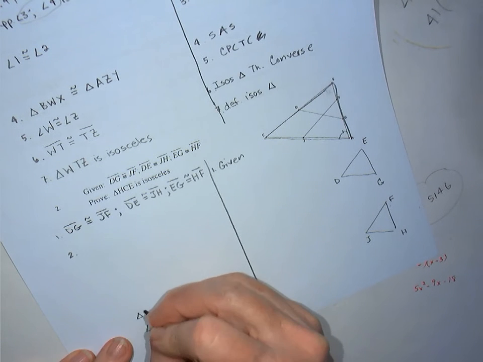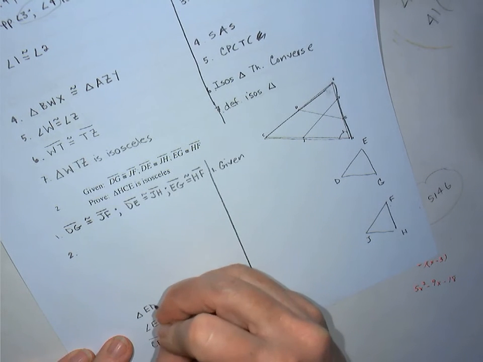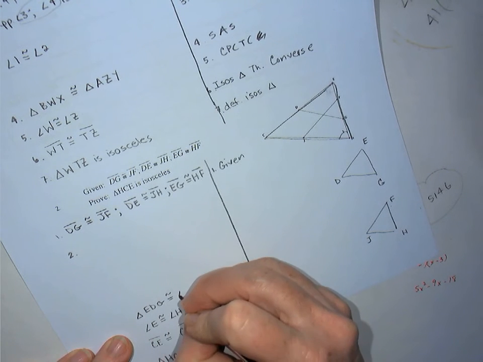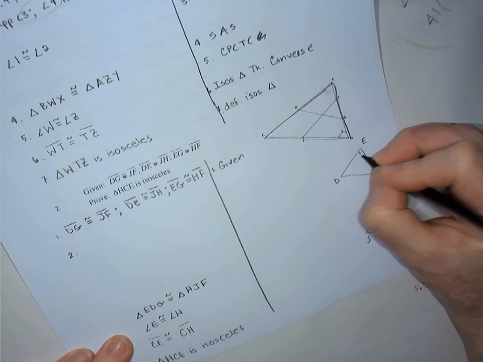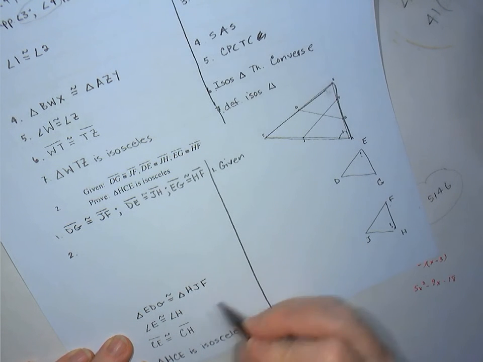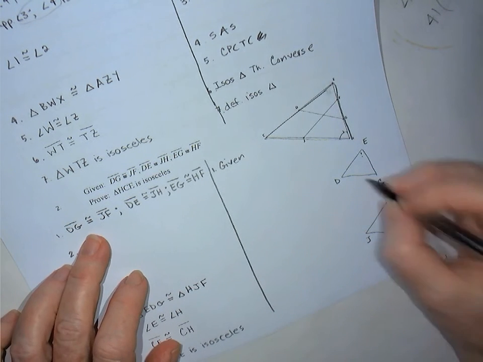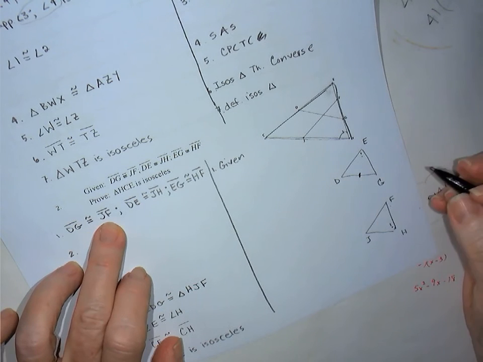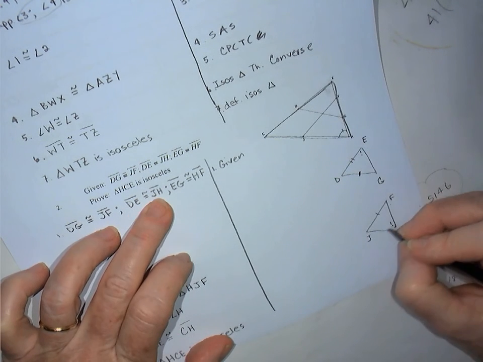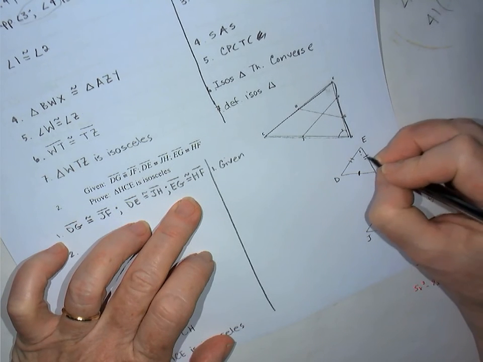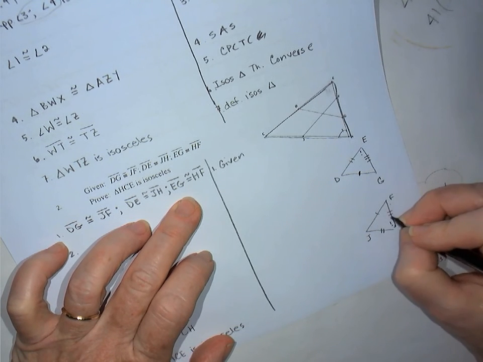So triangle EDG congruent to triangle HJF, if I rewrite those. So I'm trying to show that those are congruent. The reason that I chose those is because, in fact, we have some information. We know DG is congruent to JF. We know DE is congruent to JH. And we also know that EG is congruent to FH.